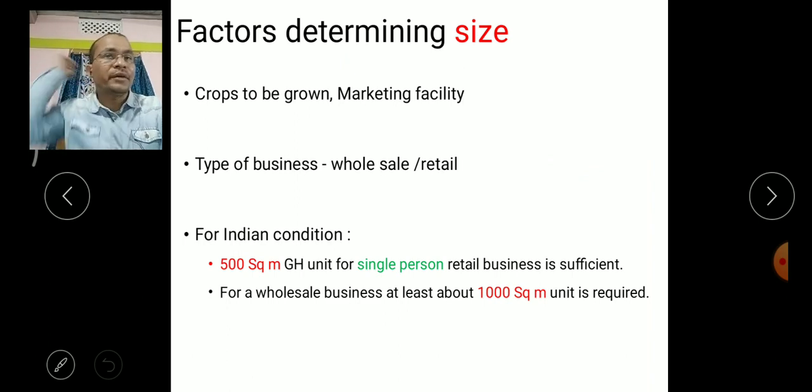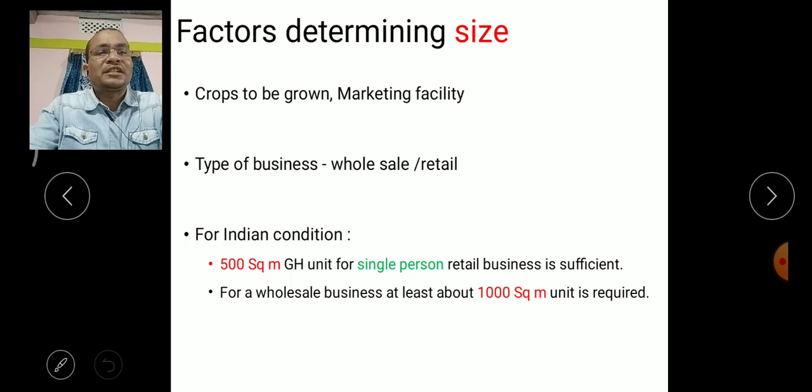Next are the factors determining the size. So what will be the size of the structure? Before that, you have to understand what your productivity will be and which crop will be grown. Which crop should be selected, whether it is flowering or nursery, your size will depend on this.